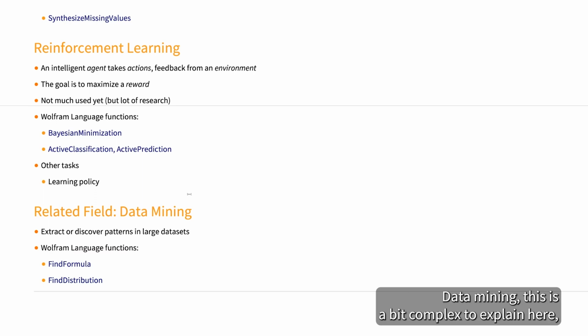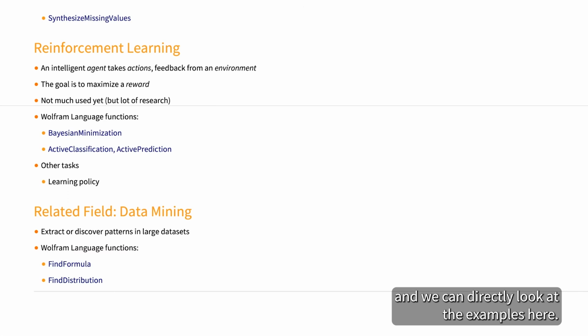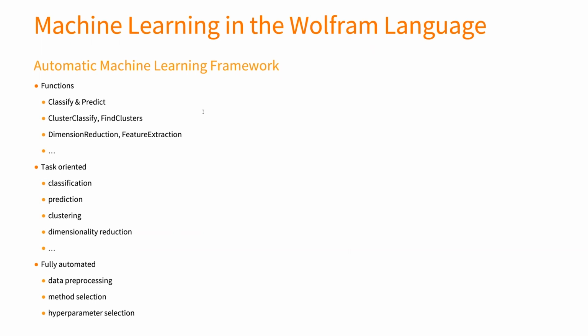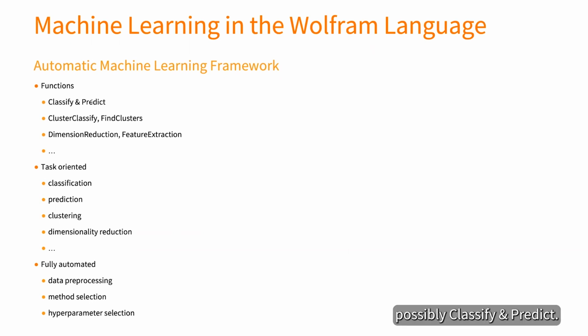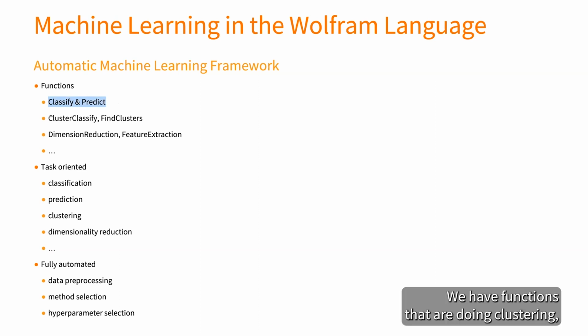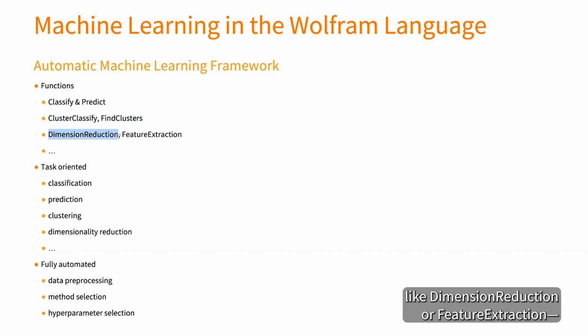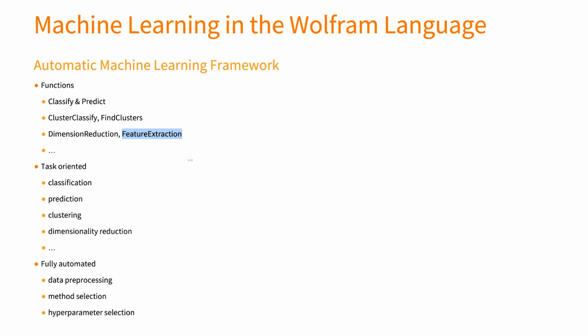Data mining is a bit complex to explain here. I'm just going to skip it and we'll directly look at examples. So let's see an overview of what we can do. I think that Britta already showed you some functions, possibly classify and predict. We have functions that are doing clustering. We have functions that are doing unsupervised data tasks like dimensionality reduction or feature extraction, like going from images and audio files to vectors.